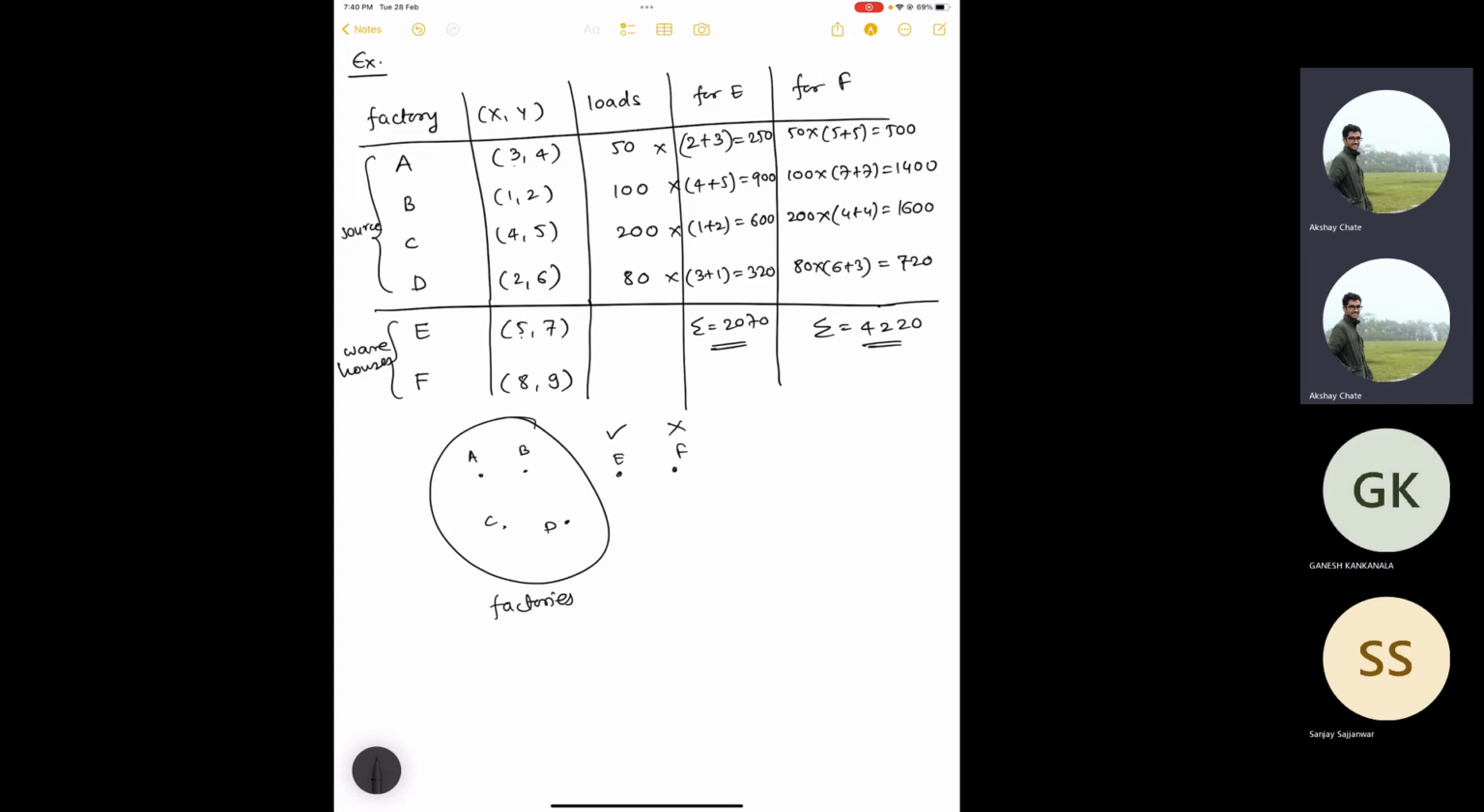See, you can do the same exercise, no? Now you have the data, right? So let's say you don't have factory B and C. So you just remove these two rows and just take A and D. So now the summation will change, right?